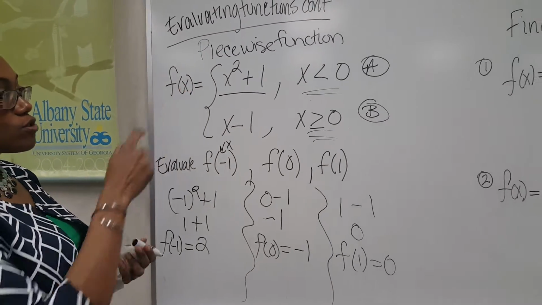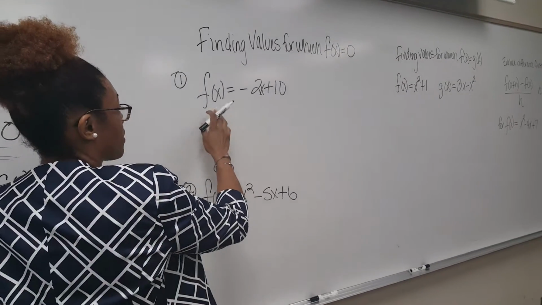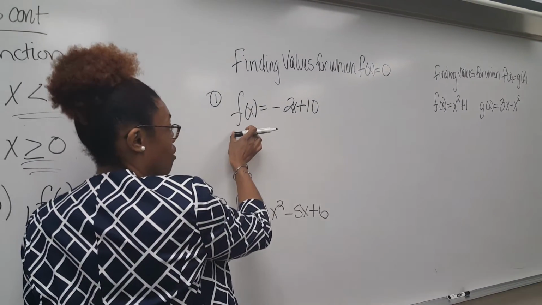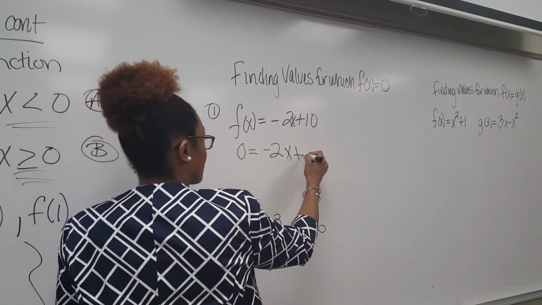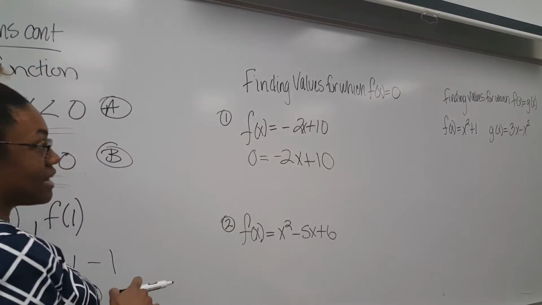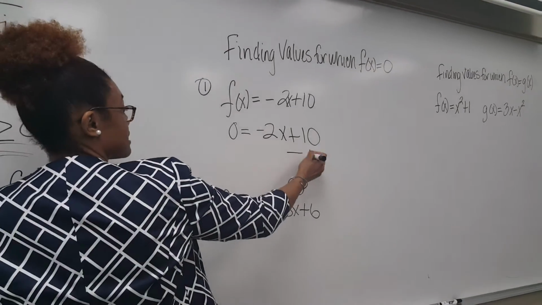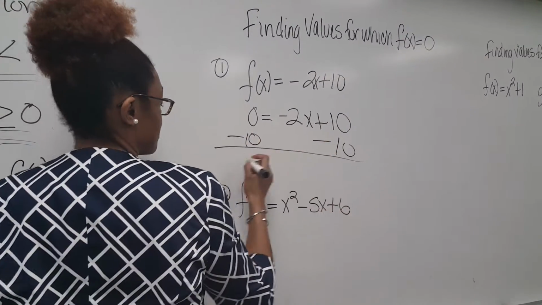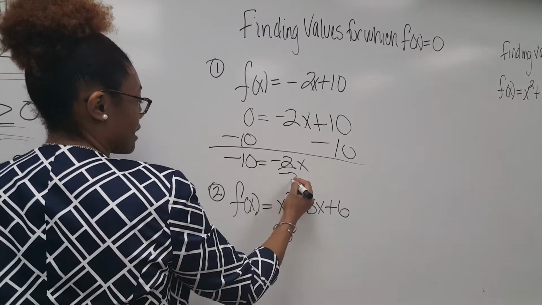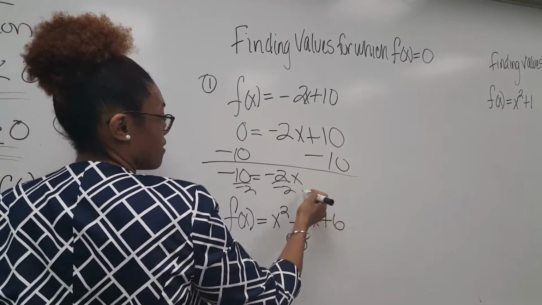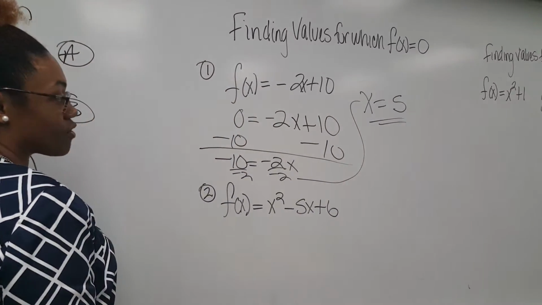So finding values for which f of x equals 0. Now this is saying that whenever I see f of x, I'm going to plug in 0 for f of x. So this will be 0 equals negative 2x plus 10. Obviously now I need to find my value of x. So that means I need to subtract the 10 from both sides. And then this will give me negative 10 equals negative 2x. And then divide by negative 2 on both sides. And then this will give me x equals positive 5. And then I found my first value.